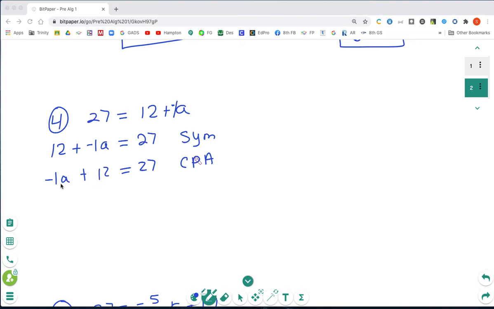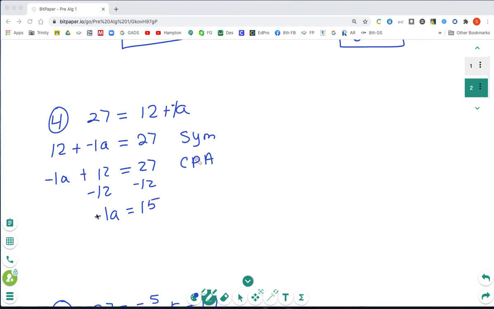Now we're going to say, is the variable on the left? Yes, it is. Is it first? Yes, it is. Is it alone? No, it's not. So we need to get rid of this 12. It's a positive 12, so we're going to do a negative 12 to 0 pair. Negative 1A is equal to 15.